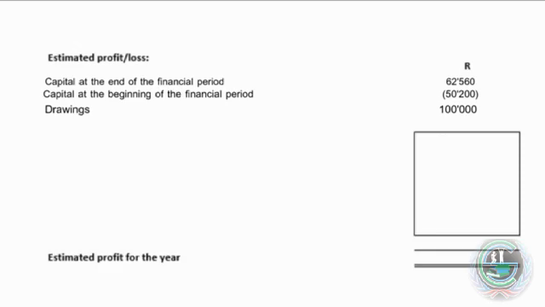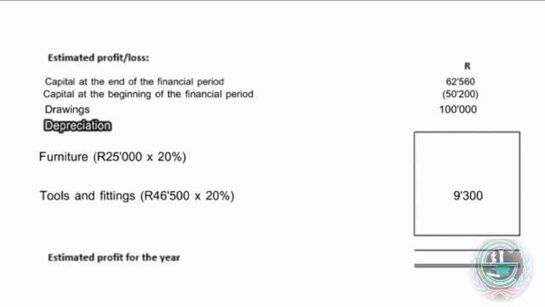And then we need to adjust for our depreciation. So, according to the additional information, our depreciation still needed to be accounted for on the furniture and the tools and fittings. So, how do we calculate this? Well, we take the furniture for the current year, 25,000 Rand times 20%, which will give us 5,000 Rand. We will put that in. Then we will have tools and fittings, the current amount, 46,500 Rand times 20%. That'll give us 9,300 Rand. Add them together, we have a total depreciation of 14,300 Rand.